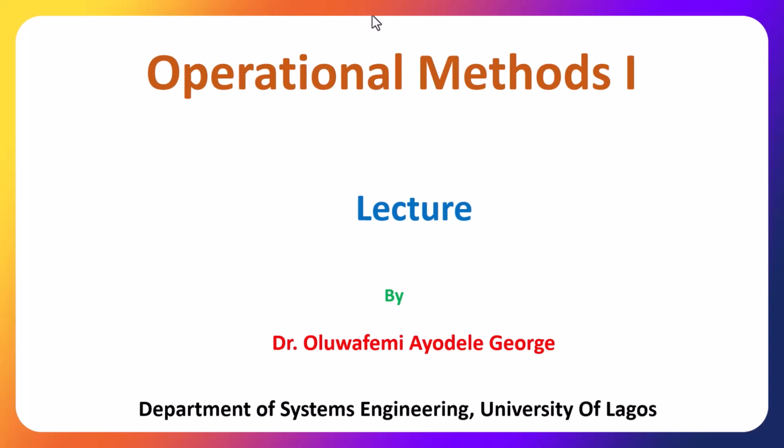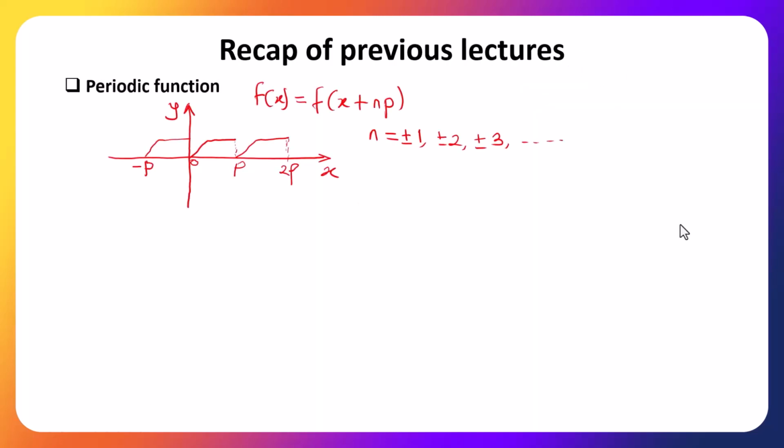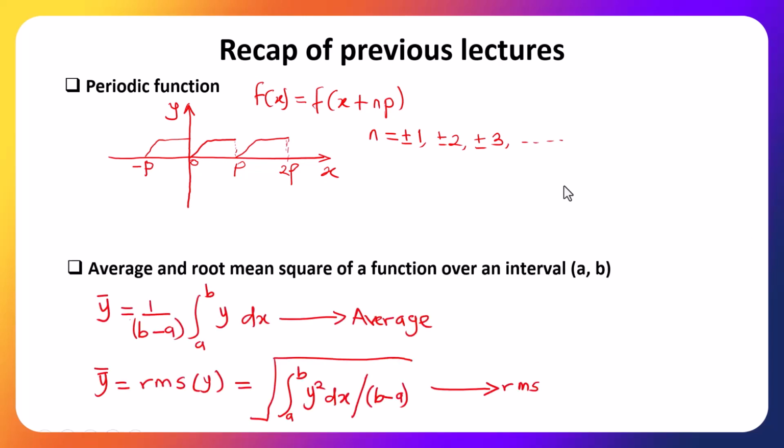Today, we'll be continuing our lectures on operational methods one, specifically on periodic function, average of periodic function, Fourier series, and everything that has to do with that. So far, we've looked at a periodic function. We gave this graph. We said the periodic function is a function that repeats itself at regular interval. And we also gave the average and root mean square of a function over an interval a comma b.